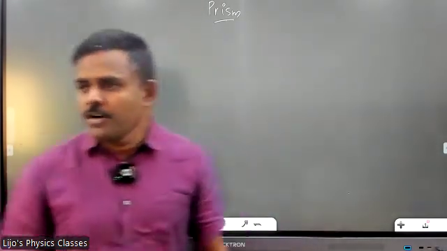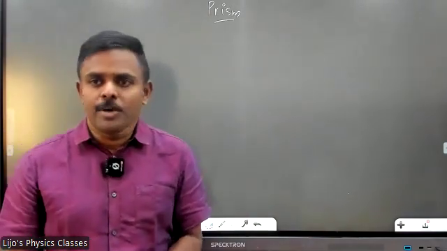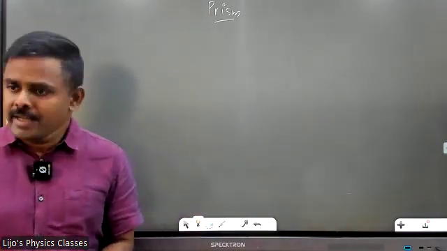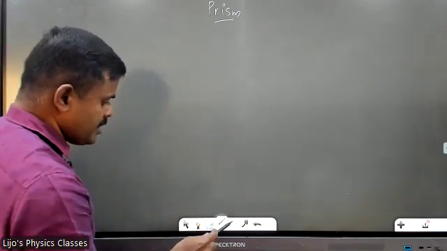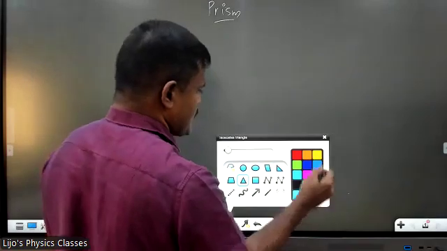First of all, what is a prism? It is an optical instrument, like a lens or a mirror.